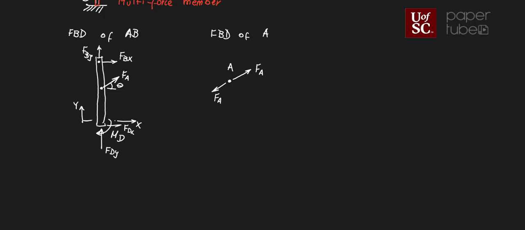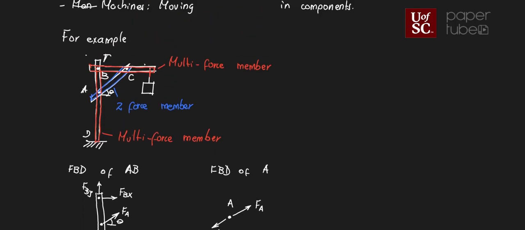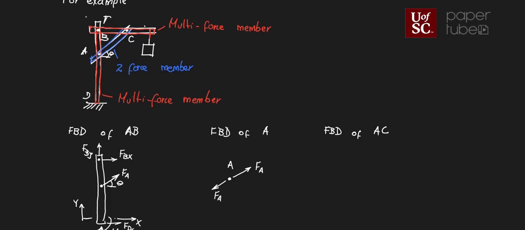Okay, I'm going to keep going. I'm going to do my free body diagram of AC, that is that two-force member that we highlighted in blue. So my free body diagram of AC is going to be something like this.